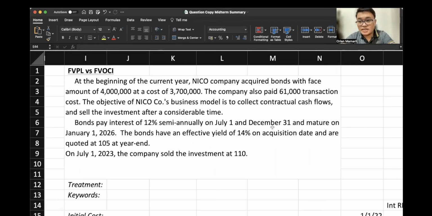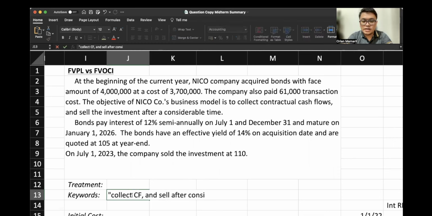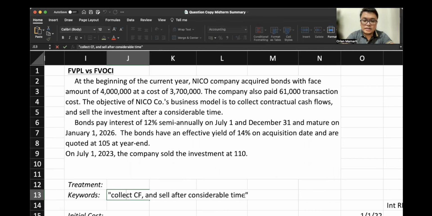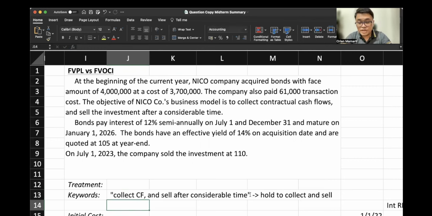So this is almost exactly the same problem, but we have a different business model. The business model this time is to collect contractual cash flows and sell the investment after a considerable time. So collect CF and sell after considerable time. Because of those keywords, our business model is hold to collect and sell. As such, based on the table from our first video, our treatment for this one would be FVOCI.